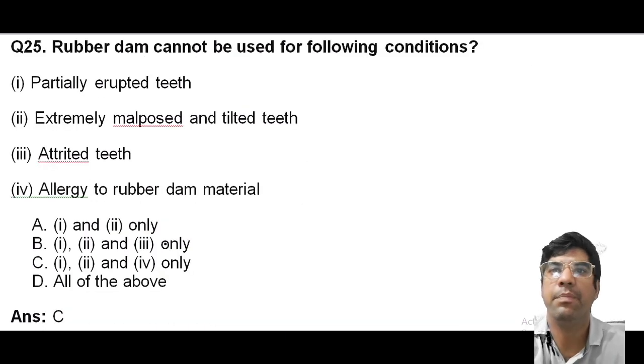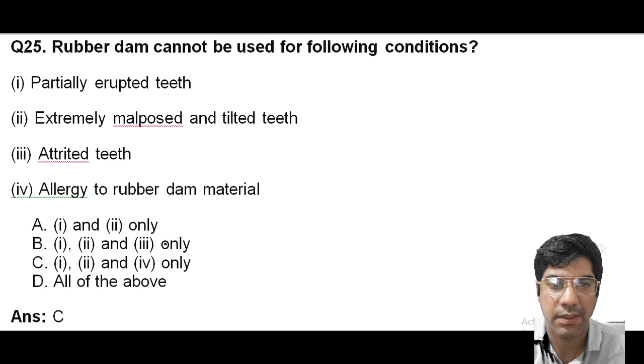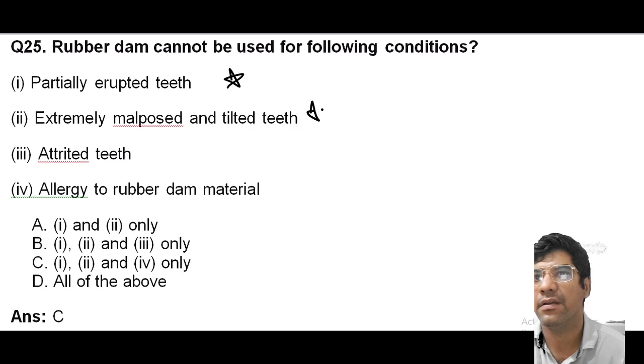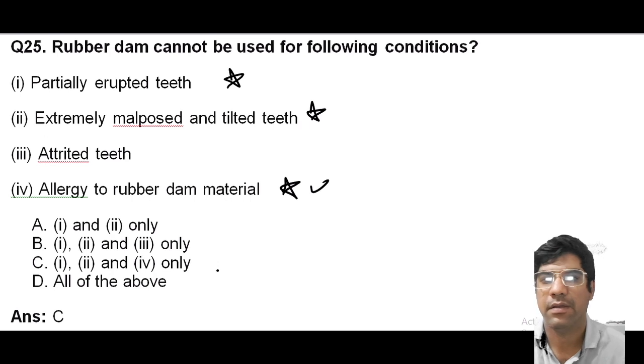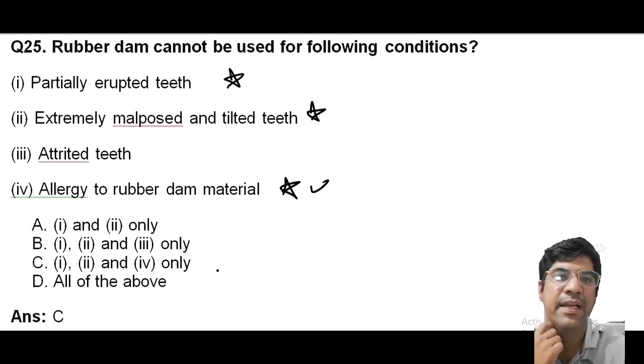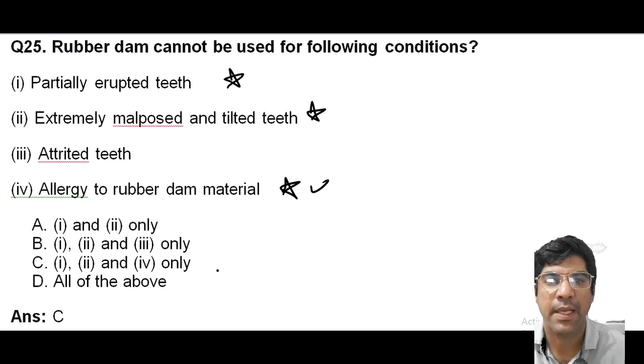The rubber dam cannot be used for the following conditions. The answer is C. Rubber dam can be challenging to use on partially erupted teeth when there is limited access to the crown of the tooth. When the teeth are severely tilted, their position can make it challenging to secure the rubber dam. So the dam may not fit properly around the teeth, making the isolation difficult.